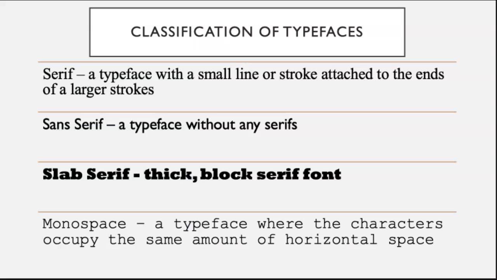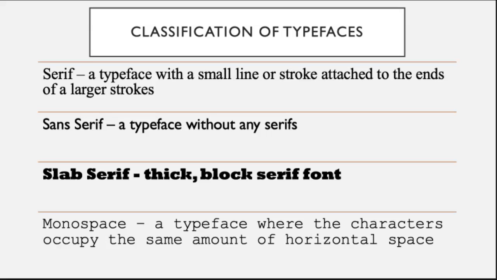There are, let's say, 4 major types of classifications of typefaces. There are 4 additional ones that you should also be familiar with. But the 2 basic types would be serif and sans serif. Now, serif refers to the small line or stroke that's attached to the ends of a larger stroke, and so you have these 2 types, serif, and then sans, meaning without a serif, is the other type.